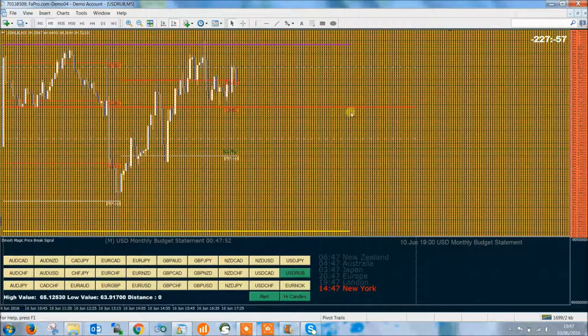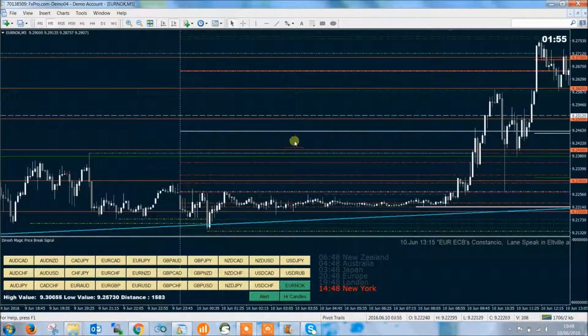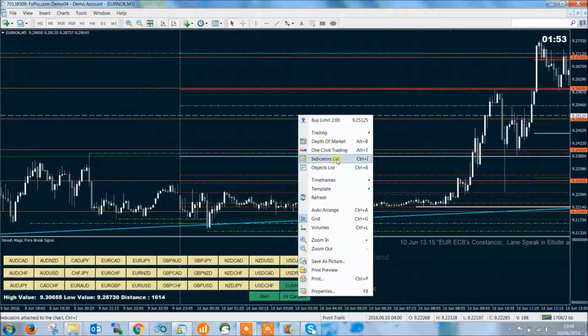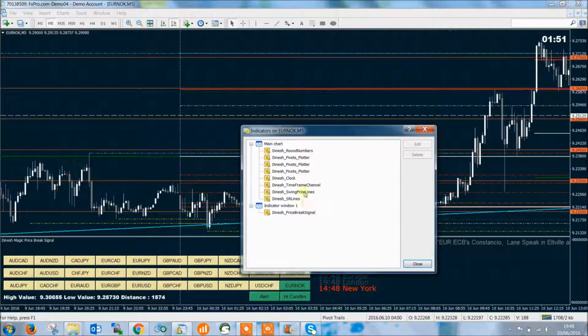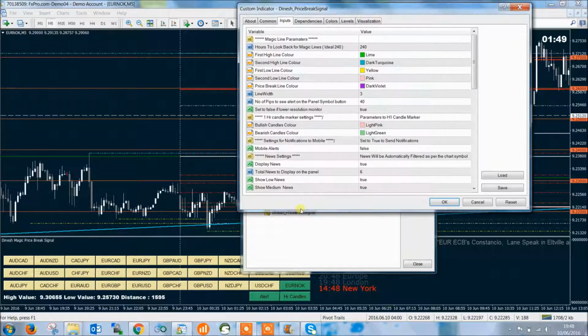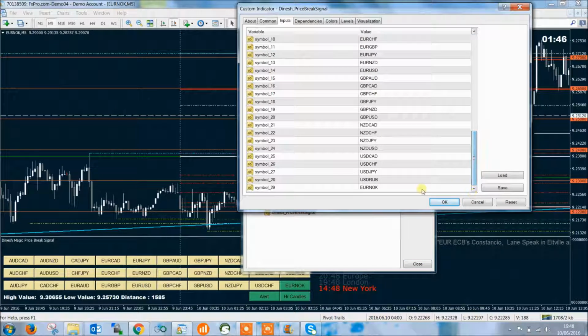So don't worry about these lines. That's the reason I was telling you to use the round numbers. So don't worry about it. That's a bad example to quote.